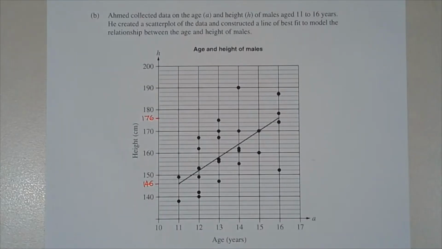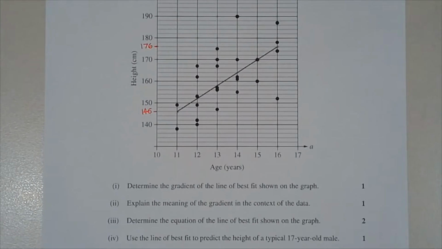Question 28b. Ahmed collected data on the age A and height H of males aged 11 to 16 years. He created a scatter plot of the data and constructed a line of best fit to model the relationship between the age and height of males. Part 1. Determine the gradient of the line of best fit shown on the graph.